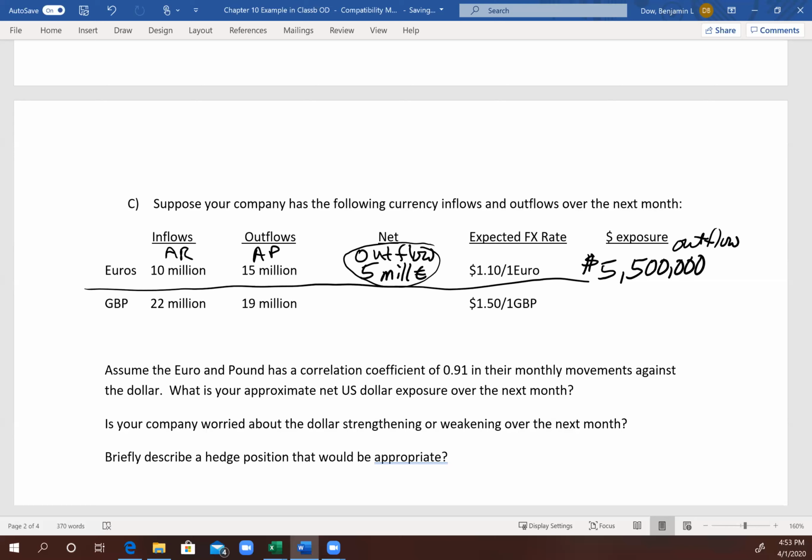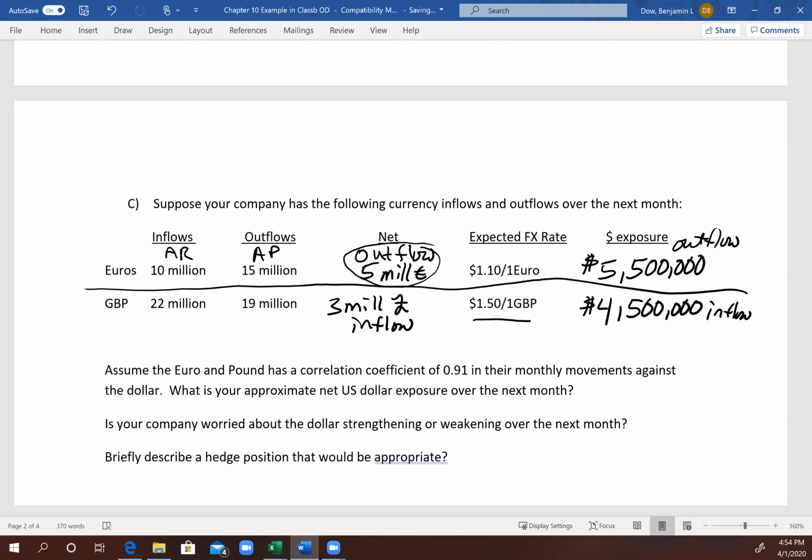Now, let's look at the same company. It's got 22 million pounds coming in and 19 million pounds going out. So that's what? 3 million pounds inflow. Okay. And if the pound's trading at $1.50, then 3 million pounds at $1.50 would be equivalent to $4.5 million of inflows.